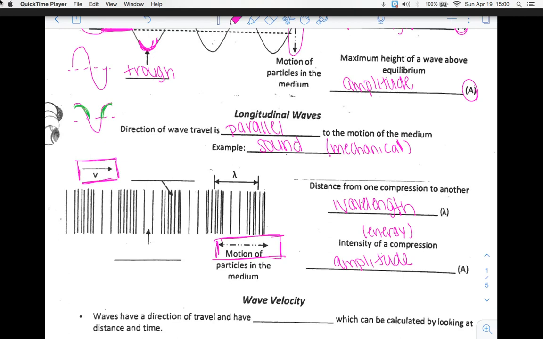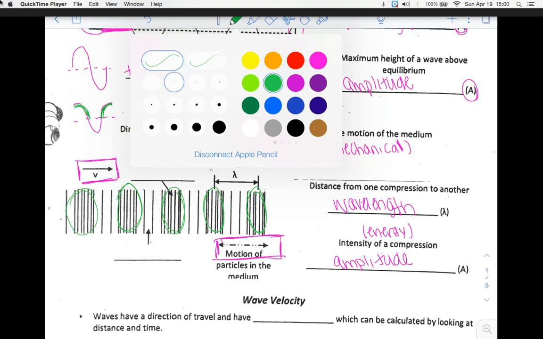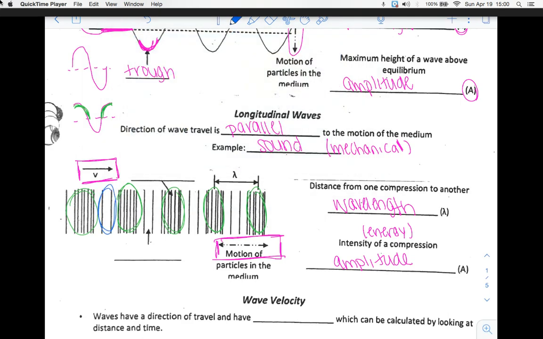Let's get a different color so you can see what's happening here. You have some lines that are pushed together, all of these ones in the green here. And then you have some that are spread out, like all the blue ones. So you can see there's a difference here in the way that the lines are drawn. When you're talking about longitudinal waves, wherever you have the lines that are close together, that's what we call a compression. Wherever they are spread apart, this is called a rarefaction.